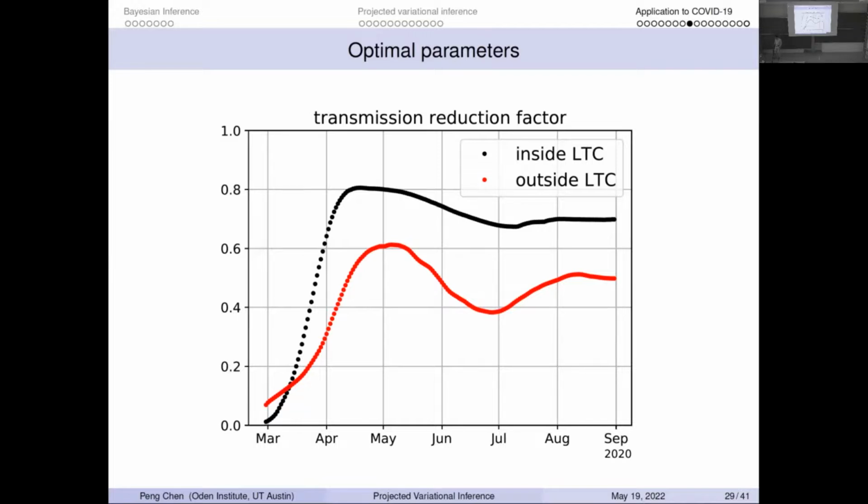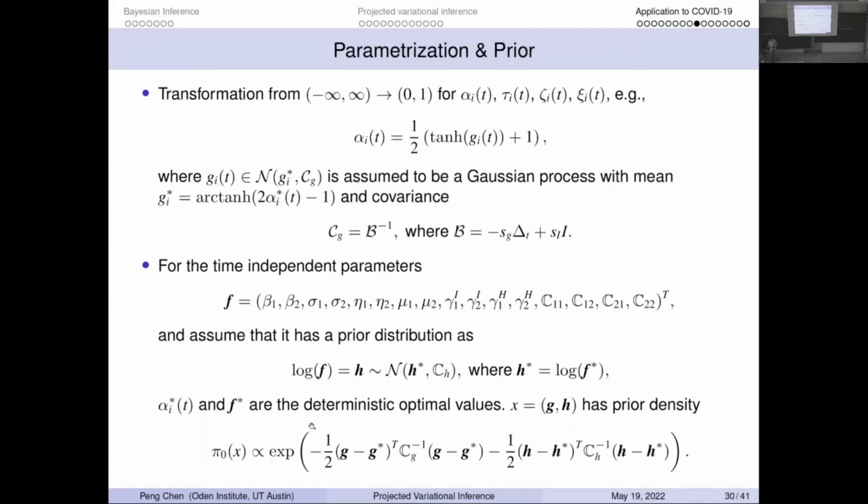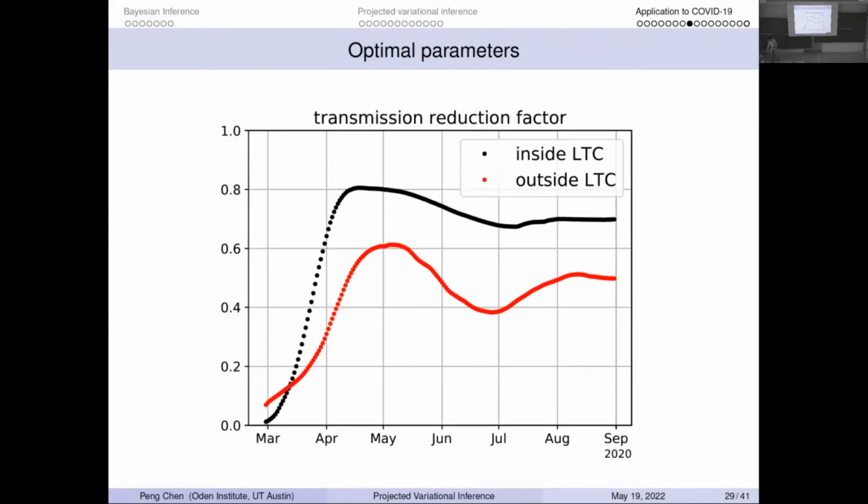The transmission reduction factor, as I said, is a time-dependent parameter. As you can see, towards mid-March, when the lockdown was implemented, there is a significant increase of the transmission reduction. And as the lockdown was released close to the end of April, you can see a clear decay of this transmission reduction. And then later on, when the number of cases surged, people became more cautious, and this transmission reduction is getting high again.